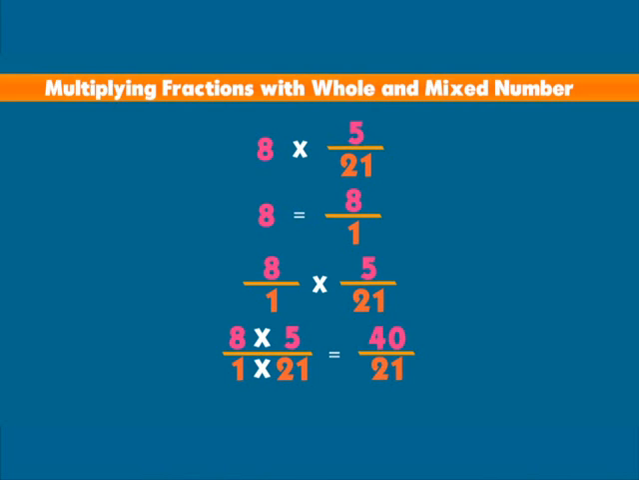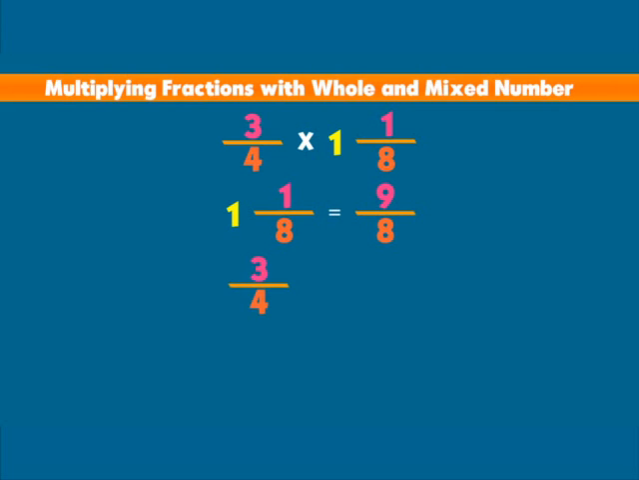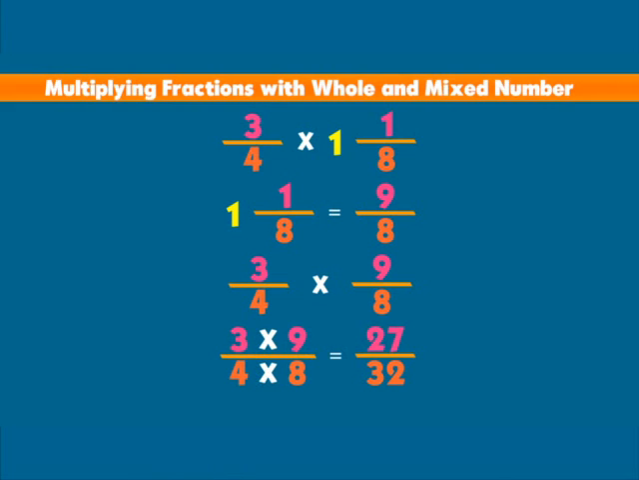Let's look at another example. 3 over 4 times 1 and 1 over 8. This is very easy. Just convert 1 and 1/8 into an improper fraction. 1 and 1/8 equals 9 over 8. 3 over 4 times 9 over 8 is 3 times 9 over 4 times 8. And the answer is 27 over 32.